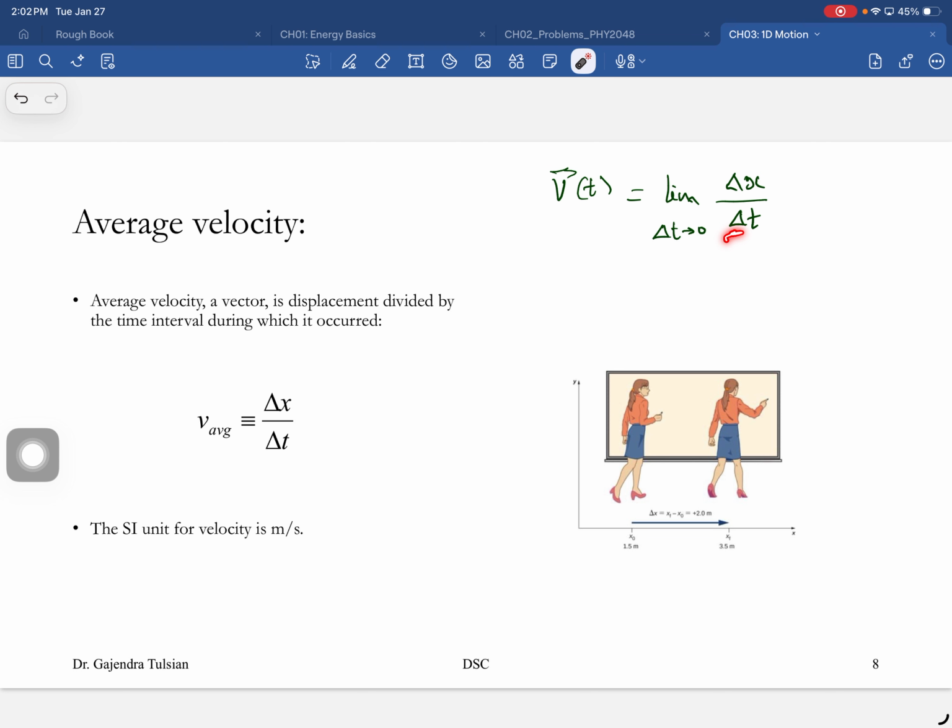Instantaneous speed is the magnitude of instantaneous velocity. When you're driving, you look at your speedometer, that's your instantaneous speed. Instantaneous speed and instantaneous velocity are related in the sense that instantaneous speed is the magnitude of instantaneous velocity.